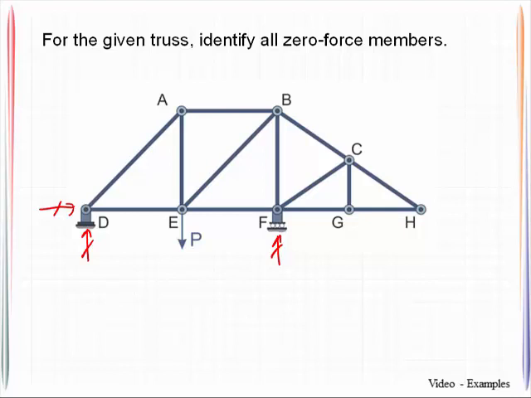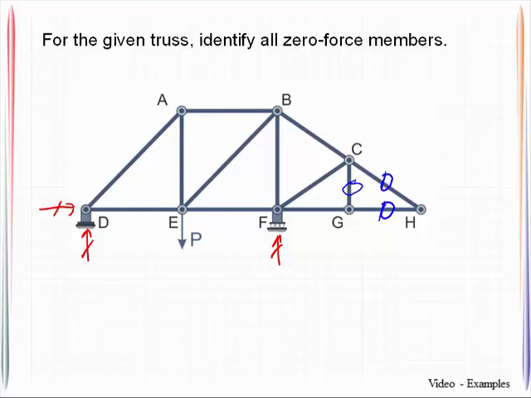Now, there are two basic rules that we're going to be trying to identify. If two members come to a joint and they have no external force, and they are not collinear, then out of necessity, those must be zero-force members. You can also remember the rule that if you have three members coming to a joint, like at joint G, and if two of them are collinear and the third is not, and there is no external force there, out of necessity, that one must be zero force.